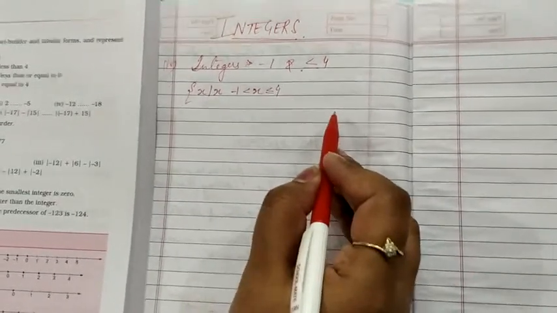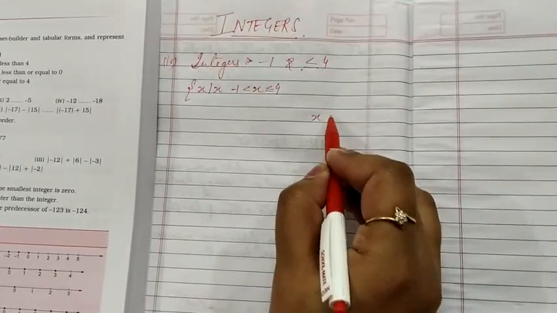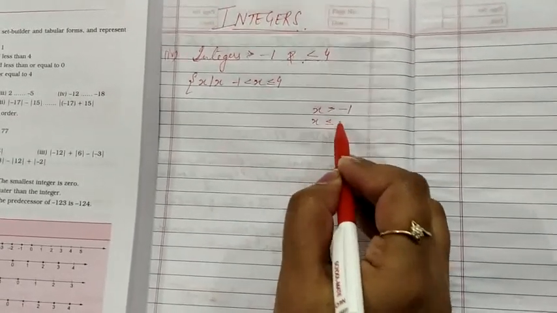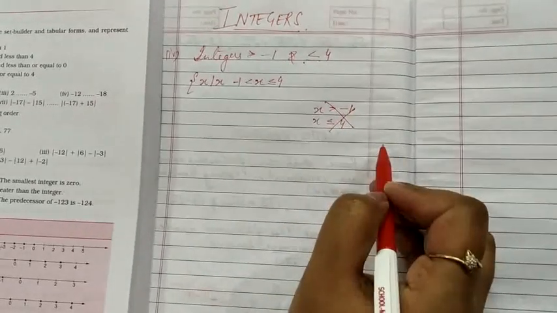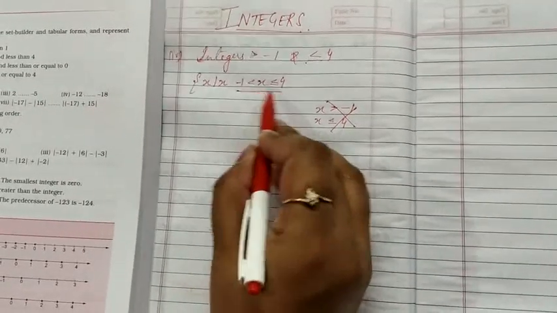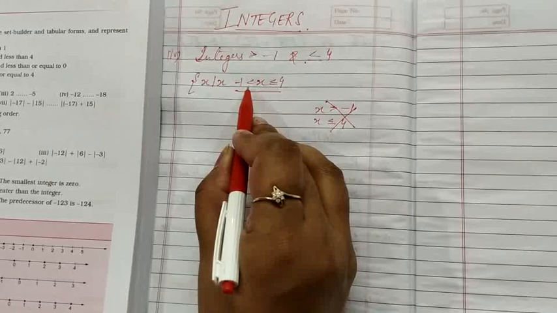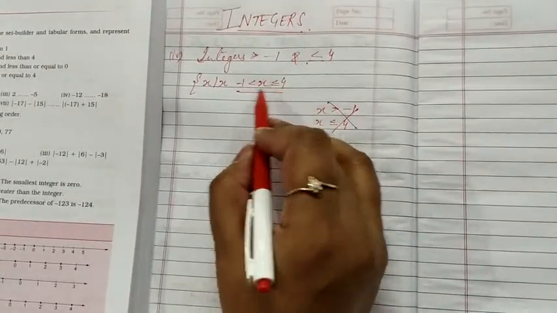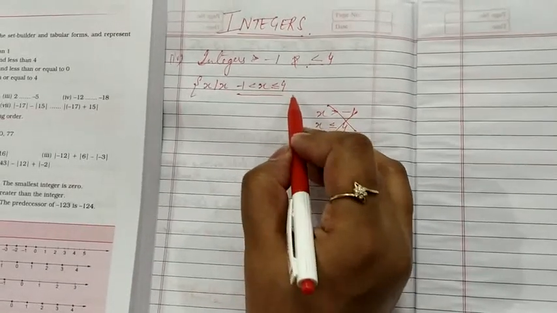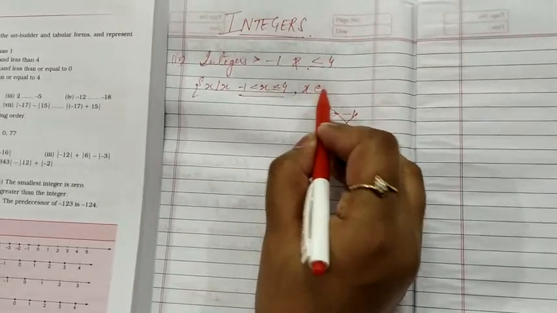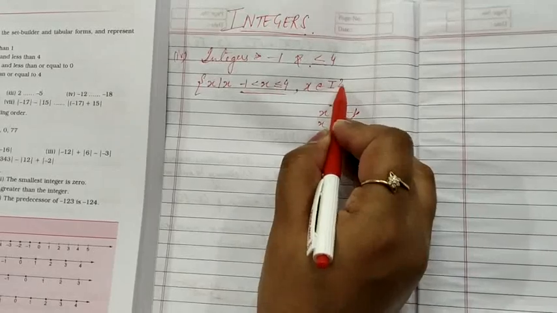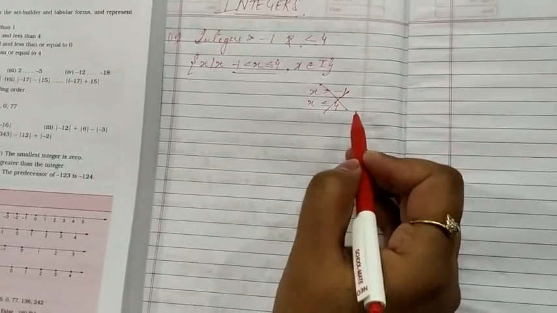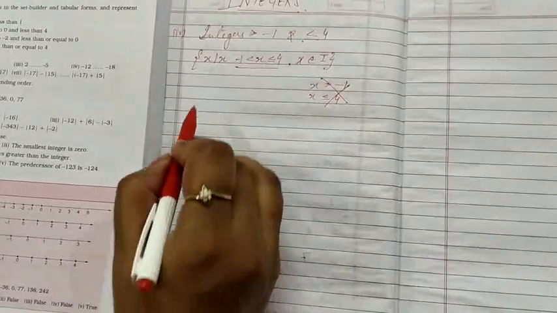Don't write separate ones like this, one form for x greater than -1 and another form for less than or equal to 4. No, this is wrong. In one inequation only you show both. Left side greater than, right hand side less than. Now you also have to show what these numbers, -1 and 4, are. These numbers belong to integers. For integers you can use the I sign or also the Z sign. Capital Z is also used for integers. So this is your set builder form.